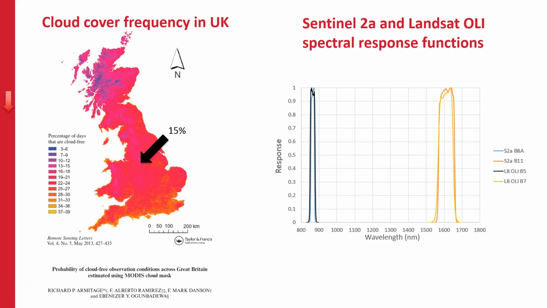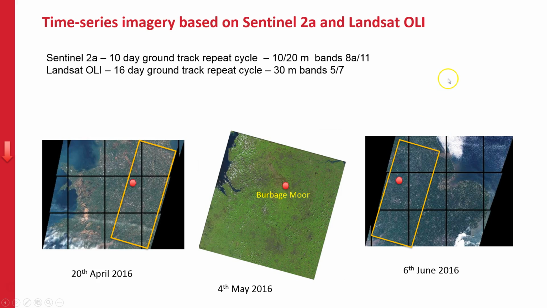So we can combine the Sentinel-2 data with data from the Landsat operational land imager, and on this figure we just confirm that we can do this combination of sensors because the relevant spectral bands for Sentinel-2A are quite similar. So in terms of the Sentinel-2 data and the Landsat operational land imager data, we have Sentinel-2A data with a 10-day ground track repeat cycle, 10 to 20 metre spatial resolution, and we're using bands 8A and 11. With Landsat operational land imager, 16-day ground track repeat cycle, 30 metre spatial resolution, and using bands 5 to 7.